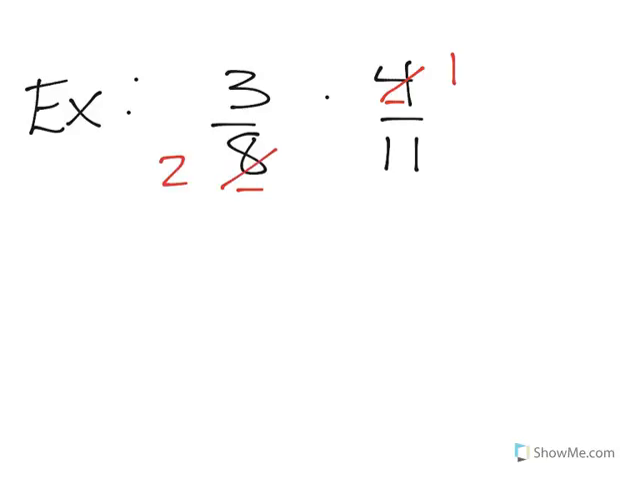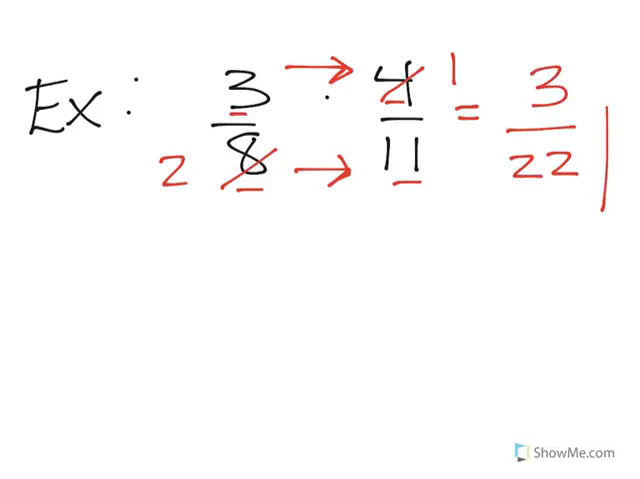Now I'm going to look at the 3 and the 11. There are no common factors between 3 and 11 besides 1, so there's nothing I can cross cancel. Now I'm just going to multiply the numerators, multiply the denominators. 3 times 1 is 3. 2 times 11 is 22. So my answer is 3/22.